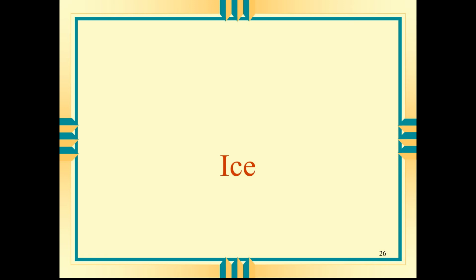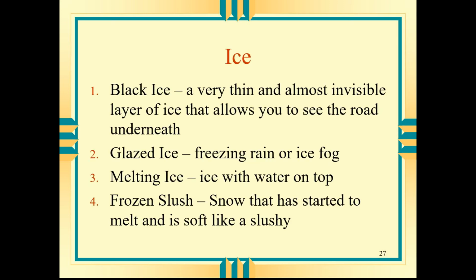Ice is another slippery condition. Ice can come from sleet, freezing rain or drizzle, which is the same kind of thing, hail, ice fog, and melted rain or melted water that is frozen. Types of ice. Black ice. These are very important to know and how to deal with them.